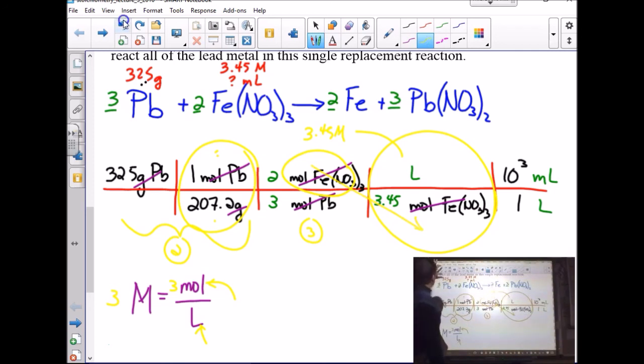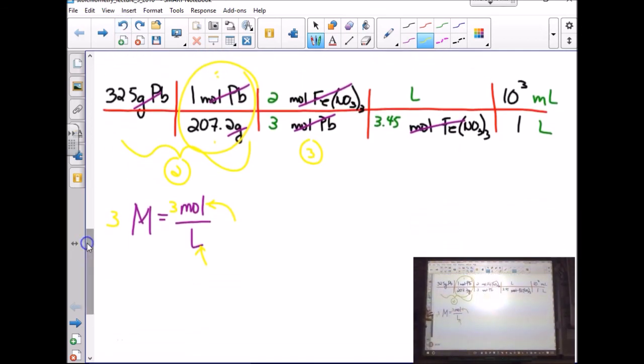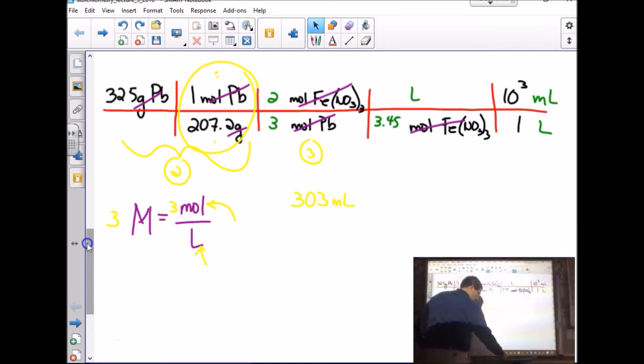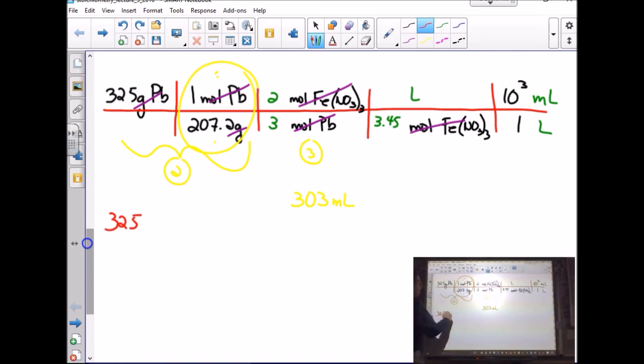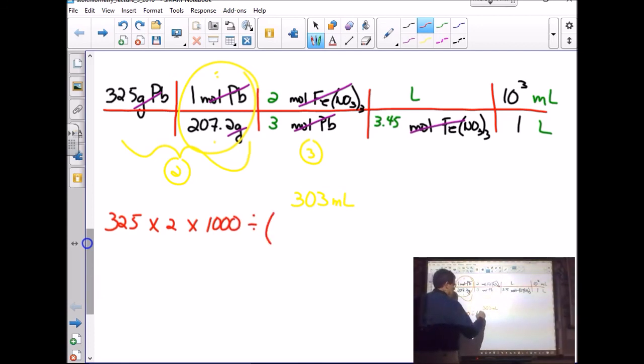All right, let's get rid of that clutter. All right, so anybody get a number here? Let me type this in. 30.30? 303? No, 30.30. Check that again, Hannah. Here, so we've got 325 times 2 times 1,000. I think that's everybody on the top. Divided by 207.2 times 3.